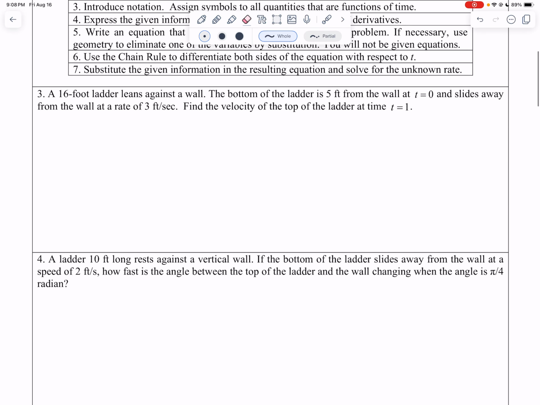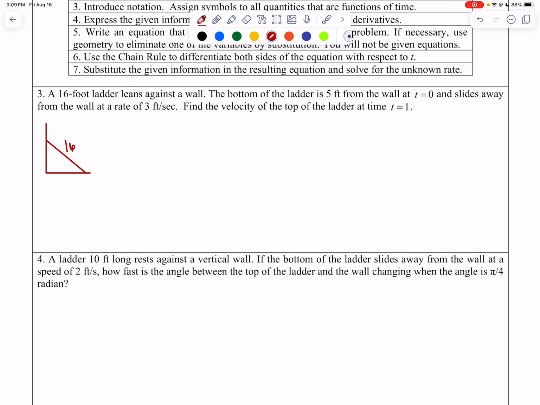All right. So, looking at number 3, we have a 16-foot ladder that is leaning against a wall. That's what I'm going to draw right now. I have a 16-foot ladder, and the bottom of the ladder is 5 feet away from the wall at time t equals 0, and slides away from the wall at a rate of 3 feet per second. We want to find the velocity at the top of the ladder at time t equals 1.